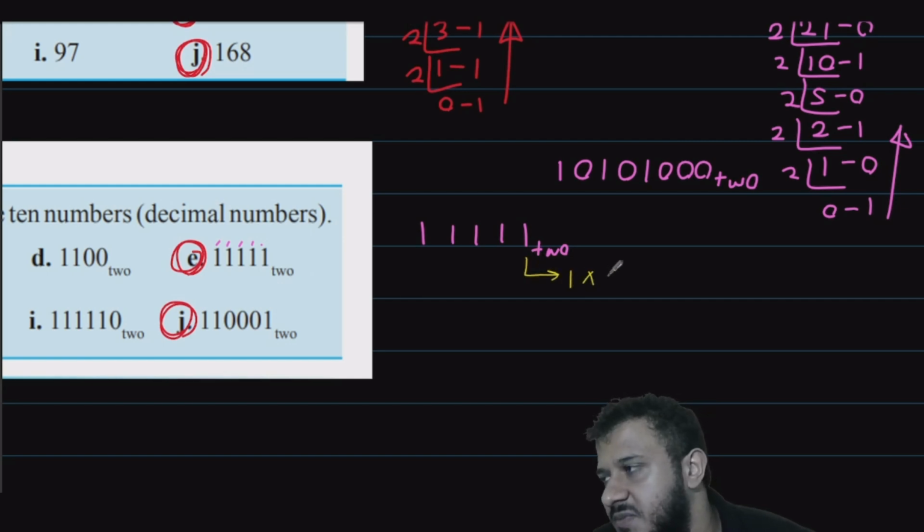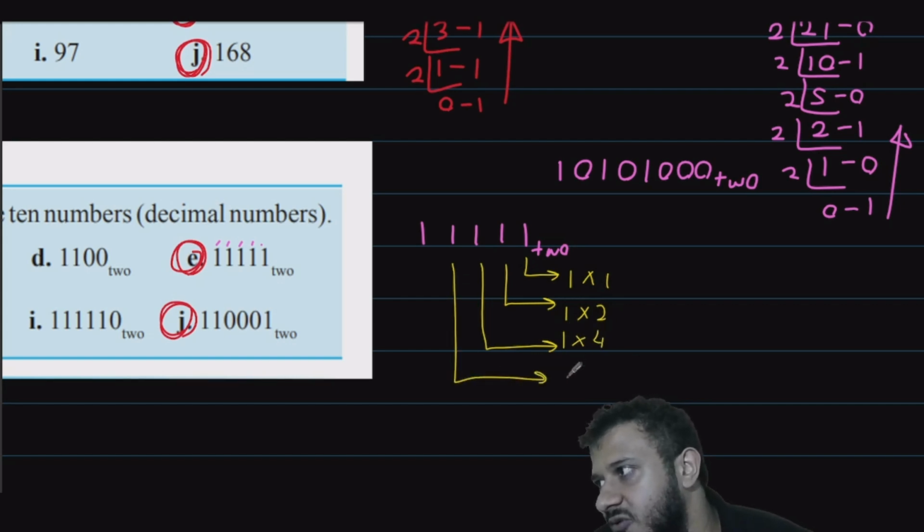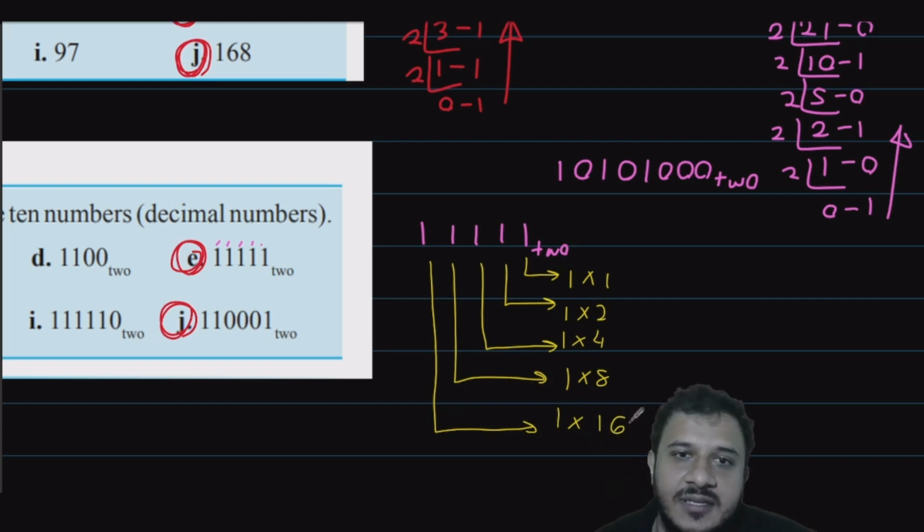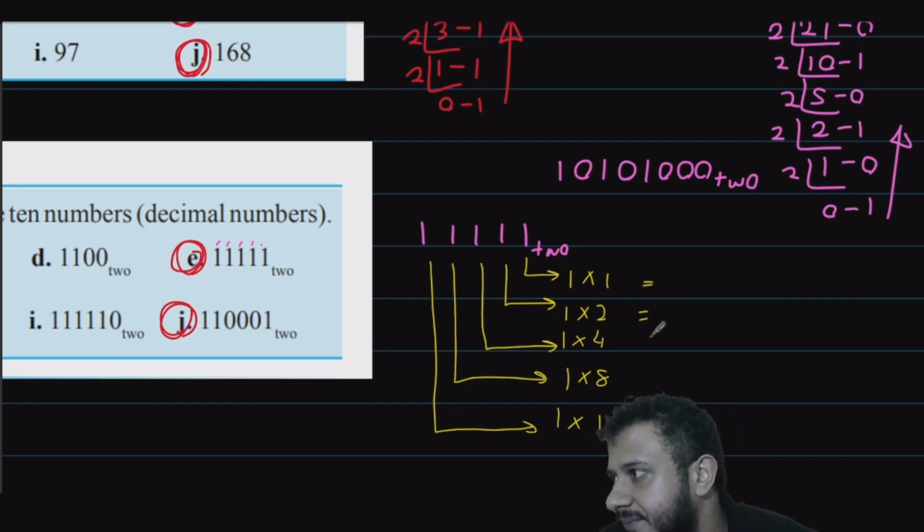This means 1 times by 2 to the power of 0, which is a 1. The next one means 1 times by 2. The next one means 1 times by 4. The next one means double the 4, which is a 1 times by 8. The next one means 1 times by 16. So that's going to be a 1 and a 2 and a 4 and an 8 and a 16.